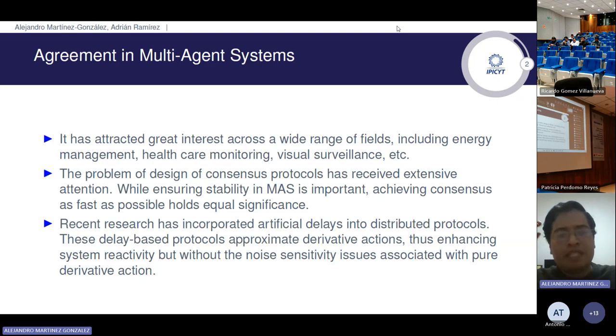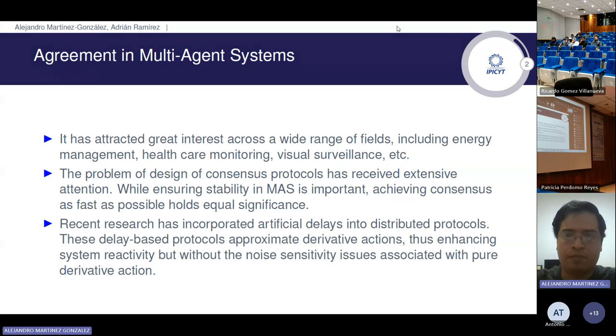Agreement in multi-agent systems has attracted great interest across a wide range of fields, including energy management, healthcare, visual surveillance, etc. The problem of design of consensus protocols has received extensive attention. While ensuring stability in multi-agent systems is important, achieving consensus as fast as possible holds equal significance. Recent research has incorporated artificial delays into distributed protocols. These delay-based controller protocols approximate derivative action, thus enhancing system reactivity, but without the noise sensitivity issues associated with pure derivative action. So we are looking at fast consensus for multi-agent systems.